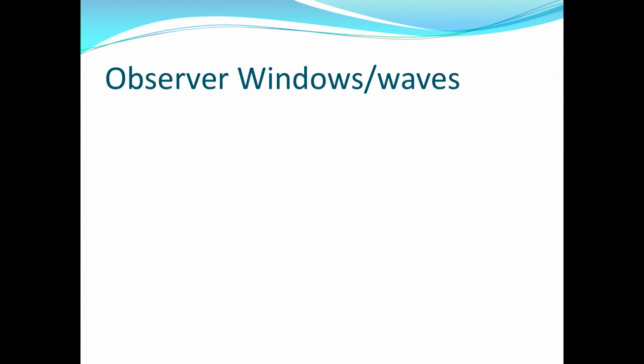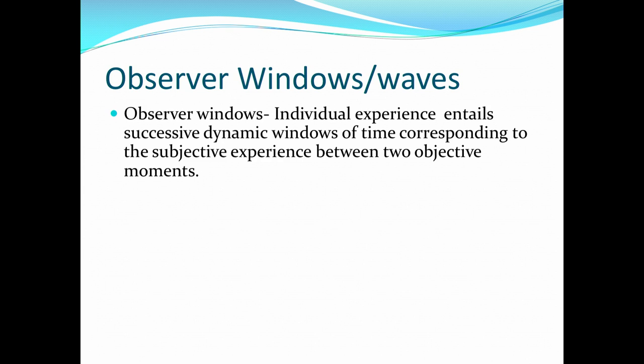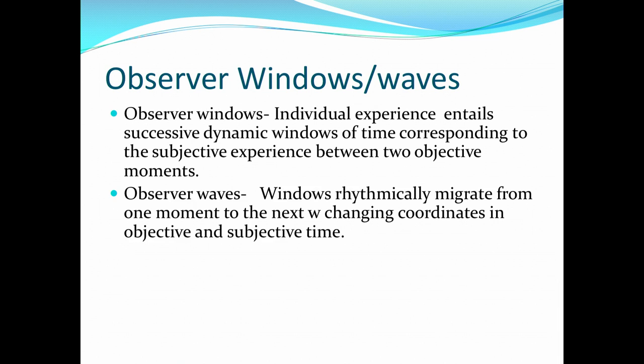Okay, now we get to two different ways of thinking about these individual moments. One is the observer window. The idea here is that individual experience entails successive dynamic windows of time corresponding to the subjective experience between two objective moments. In other words, we are constantly having a window of now, and that window of now corresponds to a dynamic subjective experience between two objective moments.